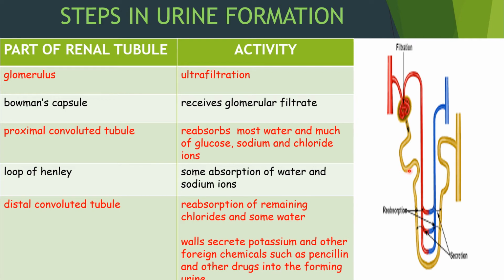From the proximal convoluted tubule, what will occur? Reabsorption will occur. This is surrounded by the vasa recta, the secondary capillary network. The efferent arteriole rebranches to form the vasa recta. Then glucose and other substances enter into these capillaries.